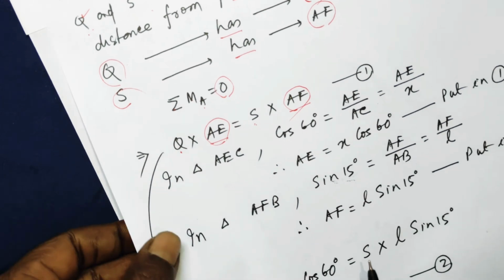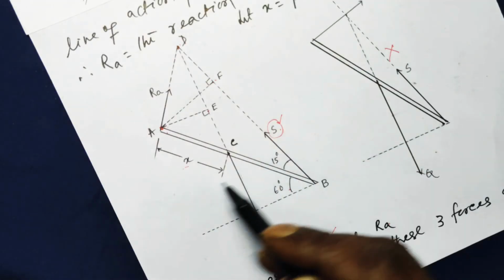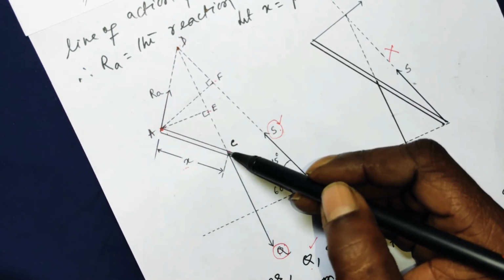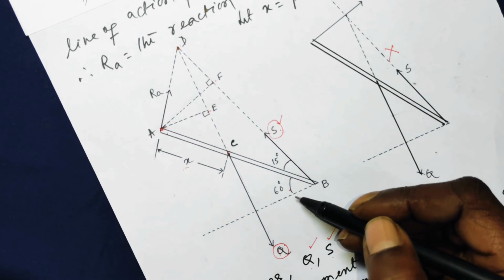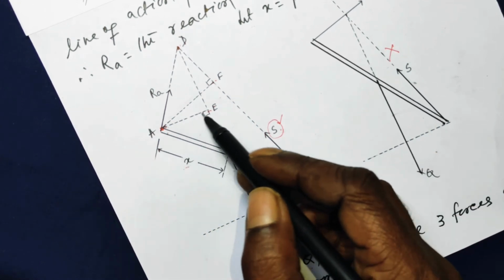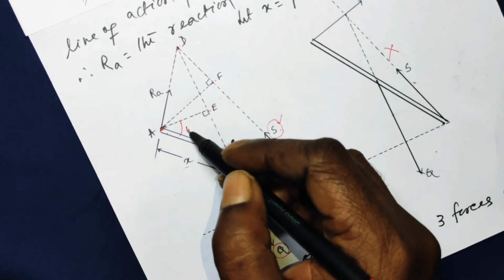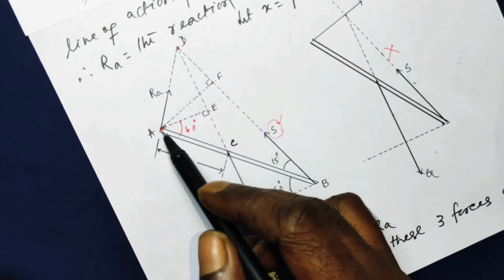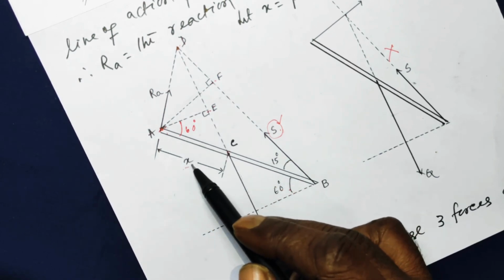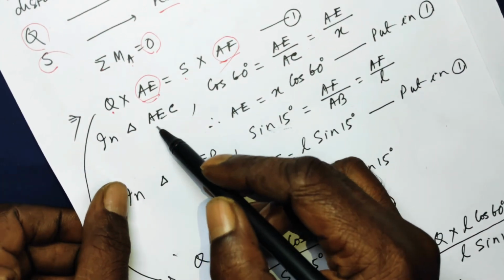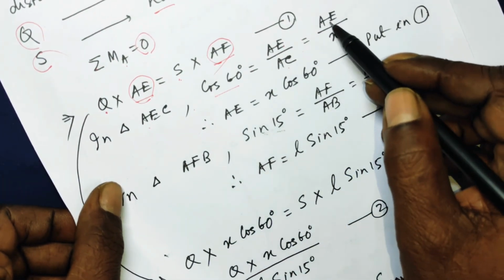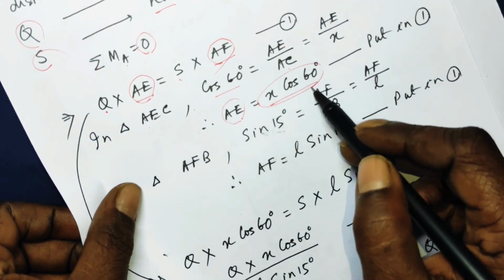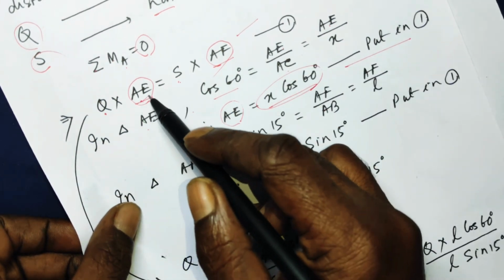Now look at the triangle AEC. Now in triangle AEC, since this angle is 60, this line and this line, they are parallel. Therefore, this angle will also be 60. So if you take cos of 60, it will be AE over AC, that is equal to X. So in triangle AEC, cos 60 will be AE over AC, AE over X. So you cross multiply, you get AE as X times cos 60. We'll put this in equation 1 here.